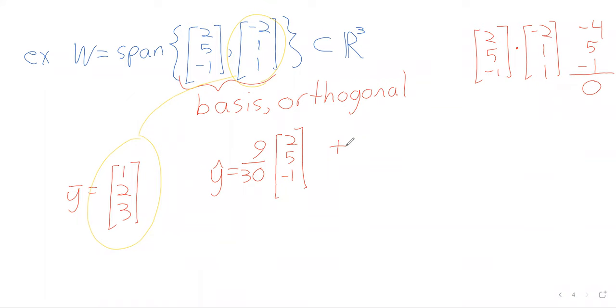So the dot product of y with that basis vector I make to be -2, +2, 3. I make that dot product to be 3. The dot product of the basis vector with itself I make to be 4 and 1 and 1. So I make that 6, and then we scalar multiply with that basis vector.